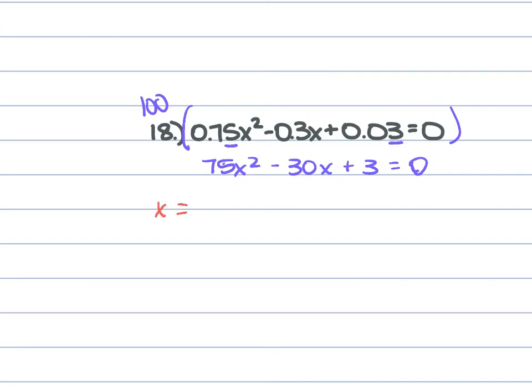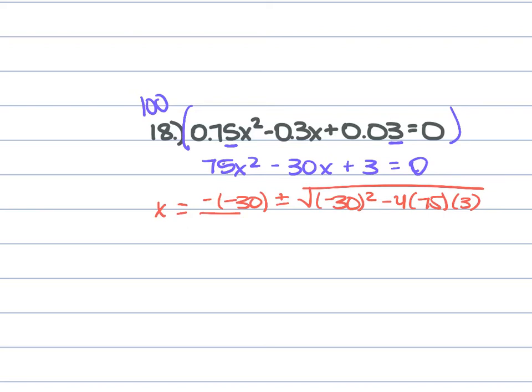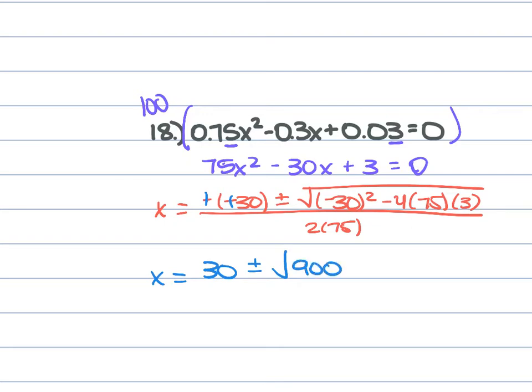So I have x is equal to a negative times negative 30 plus or minus the square root of negative 30 squared minus 4 times 75 times 3 all over 2 times 75. So from here, these two negatives turn into a positive. So I have 30 plus or minus the square root of 30 squared is 900 minus 4 times 75 times 3. So the 4 times 3 is 12 times the 75 gives us 900. And this is all over 2 times 75, which is 150.